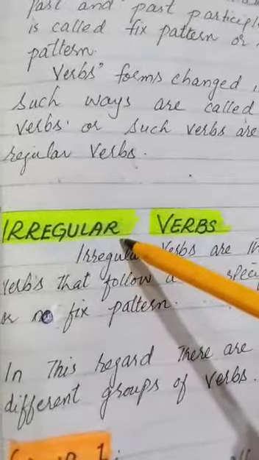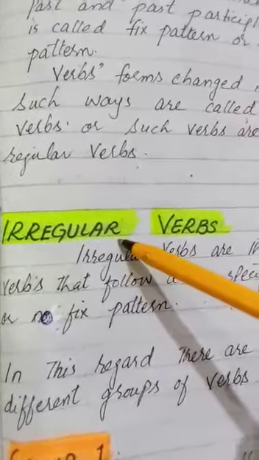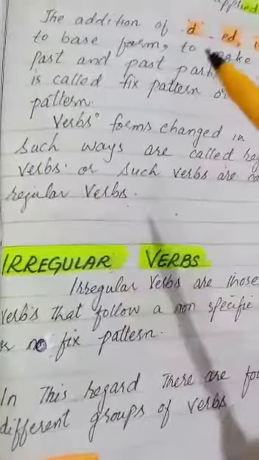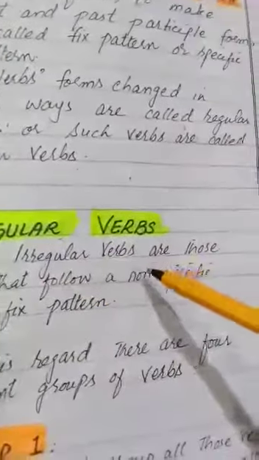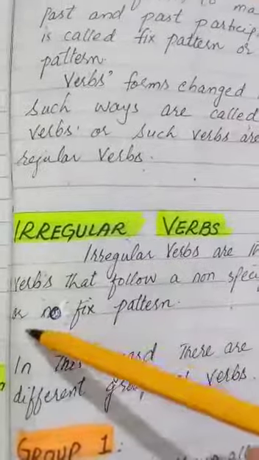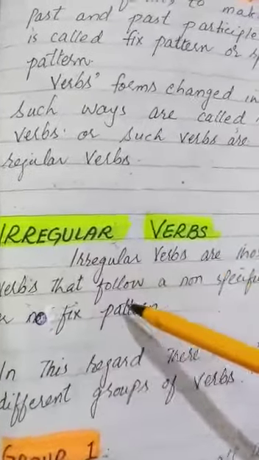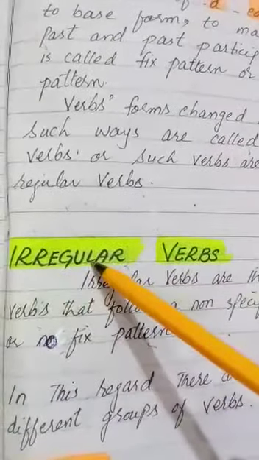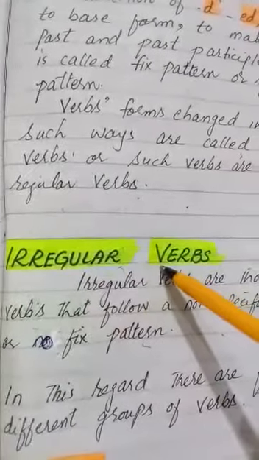Okay, dear students, now see your next, that is irregular verbs. Irregular verbs are the opposite of that pattern. Irregular verbs are those verbs that follow a non-specific or no fixed pattern. Irregular verbs are the opposite of regular verbs.